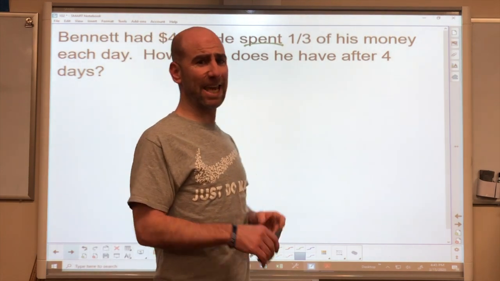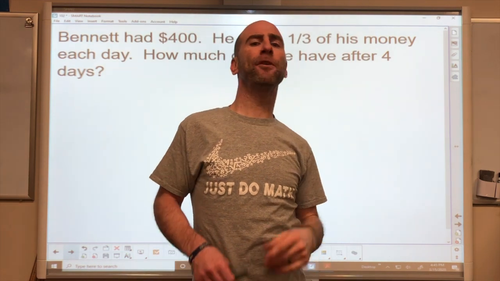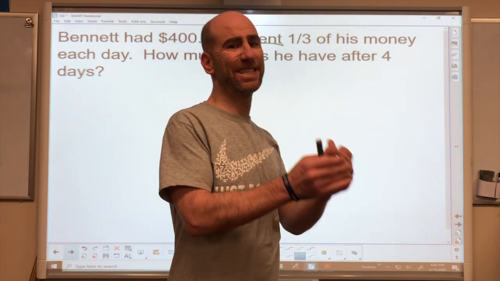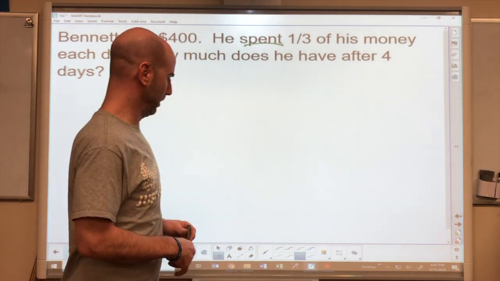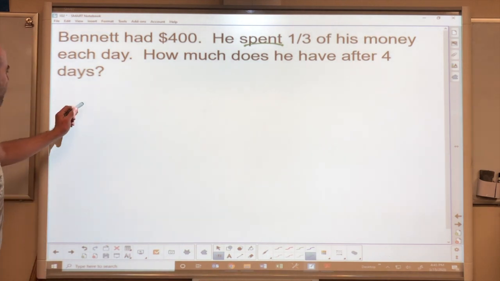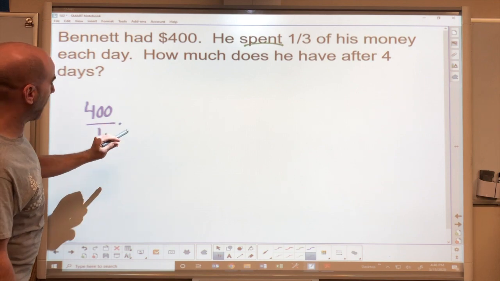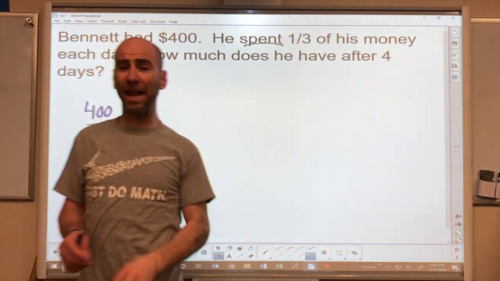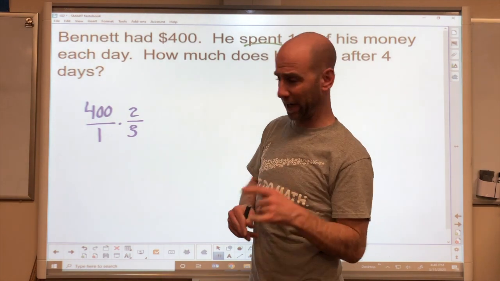Okay, now remember what the decay model was? It's multiply by the remaining portion. So if he's spending a third of his money, he still has 2/3 of his money. Let's take a look at what that becomes. Here we go. So 400 over 1 times 2/3. Again, he spent a third, which means he's still going to have 2/3 of his money.